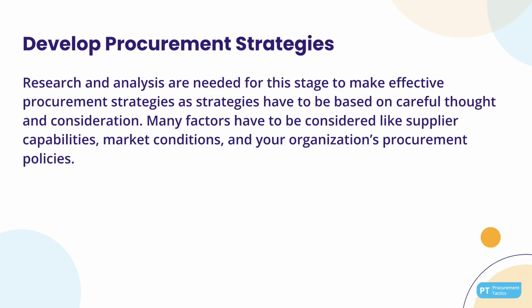Now that you have your objectives and understand your needs and requirements, it's time to have a strategy session. Research and analysis are needed for this stage to make effective procurement strategies, as strategies have to be based on careful thought and consideration. Many factors have to be considered, like supplier capabilities, market conditions, and your organization's procurement policies. This is an important step as it identifies your most efficient procurement methods.